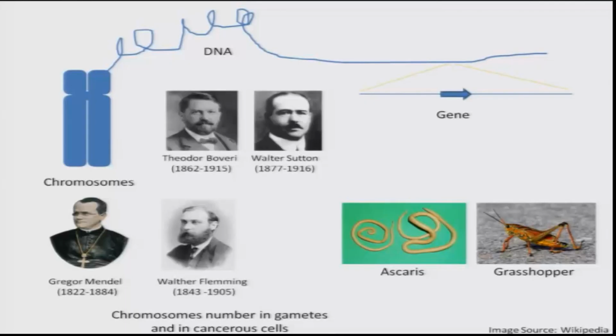Boveri used a worm called Ascaris and looked at the meiosis process, whereas Sutton looked into grasshopper, obviously an insect, an American insect. In these species, the tissue that forms the gamete, the testis, is soft. One can dissect it, make it a thin layer under a microscope, and then stain for the chromosome and look at it. That is how they really came up with these discoveries, right.